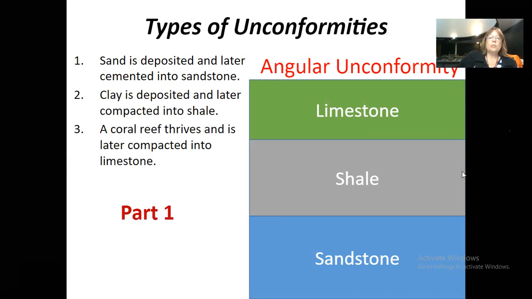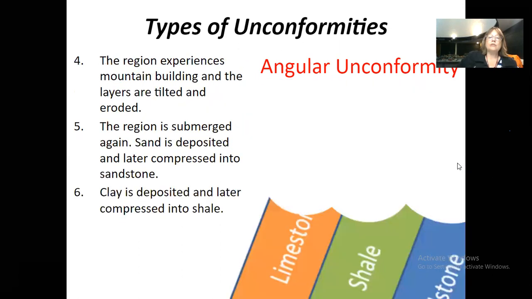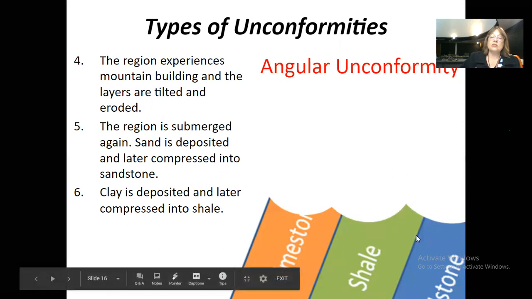And then we go to part 2 of our animation, and all of those layers, the limestone, the shale, and the sandstone, are tilted. So that's 4. The region experiences mountain building, and the layers are tilted and eroded. So that's what this represents, the erosion of that surface. These layers would have extended up further. And then the region is submerged again.